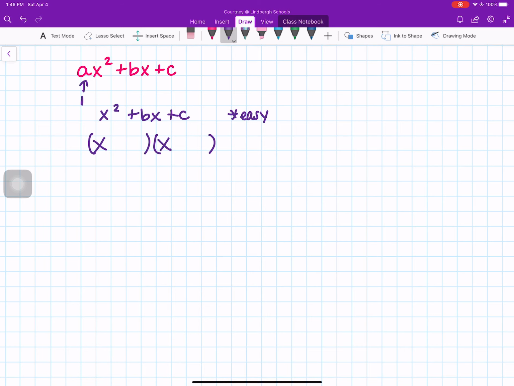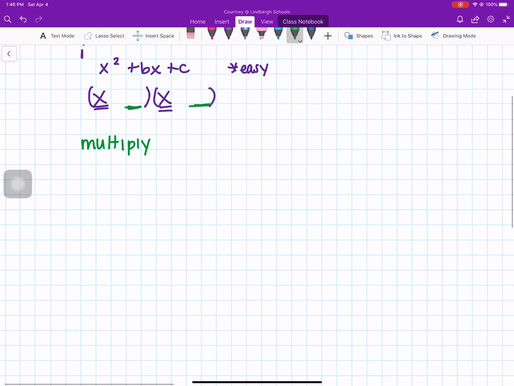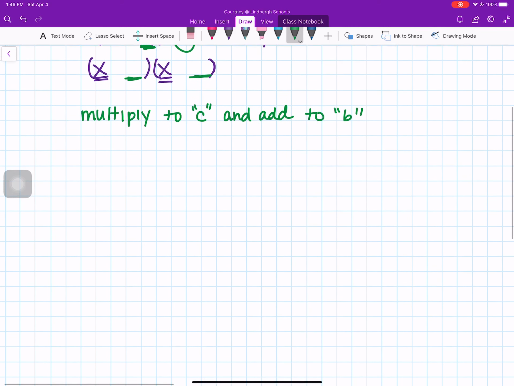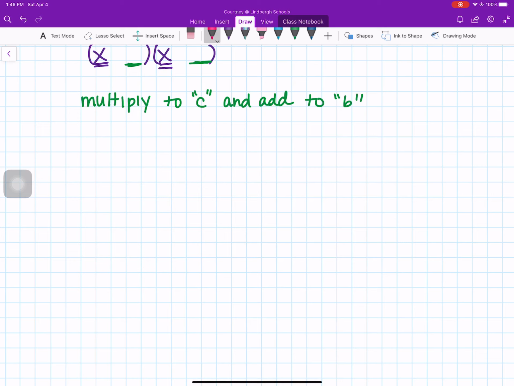Your x will always be the first two numbers in each parenthesis. And then your second number is what you have to figure out. You're always thinking of numbers that multiply to c, meaning your constant term, and add to b, meaning the number in front of the x. And there's a lot of different ways and methods you can do this. So let's look at an example.